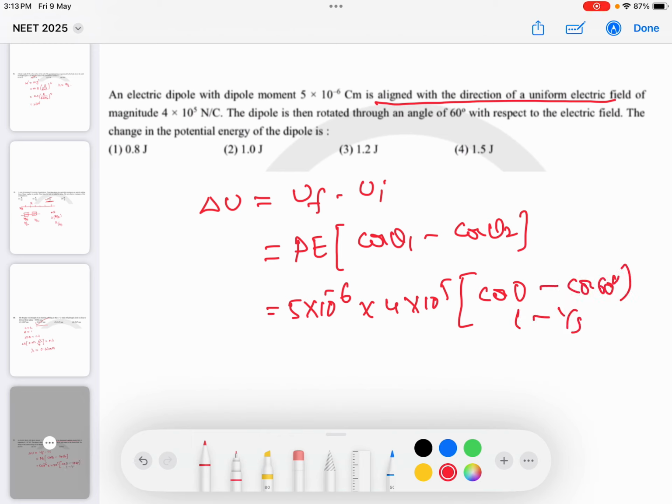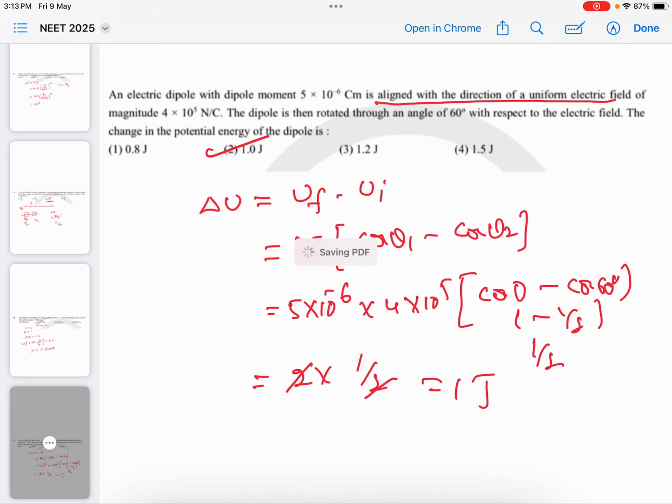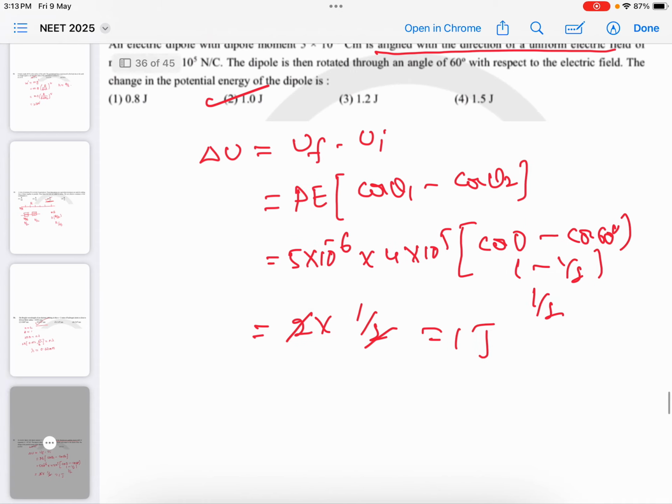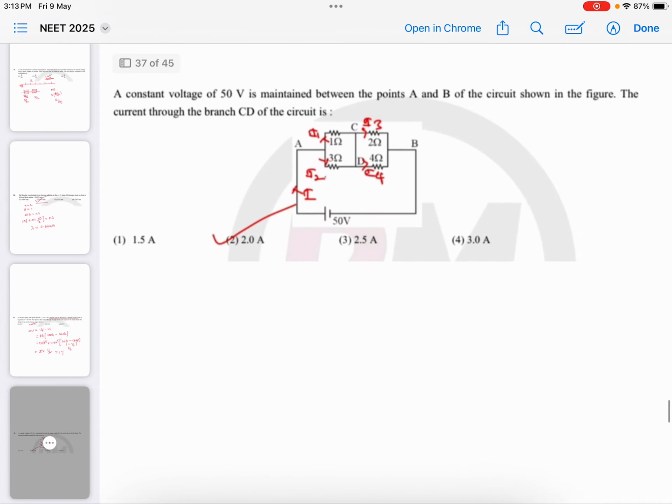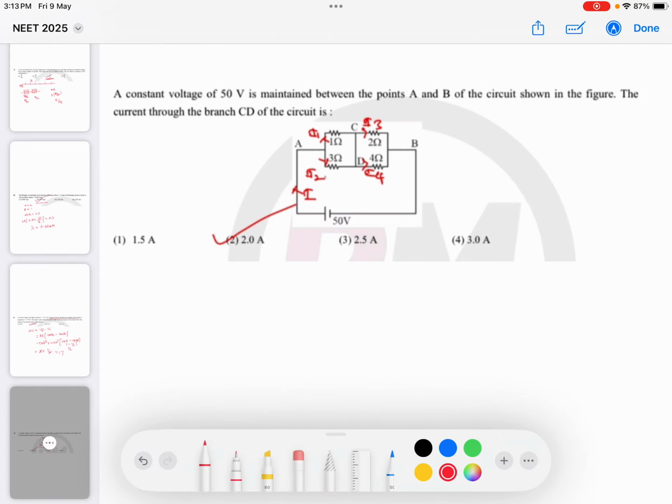1 minus 1 by 2 is nothing but 1 by 2. 2 into 1 by 2, 2 cancel, nothing but 1 joule. 1 joule is the correct answer.